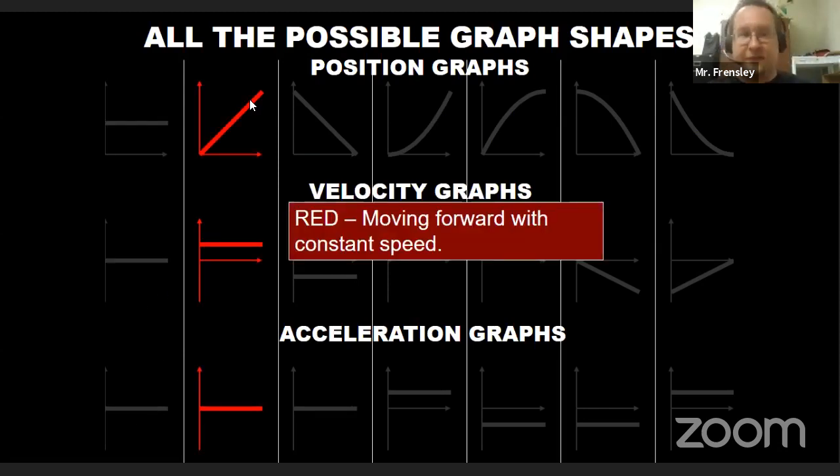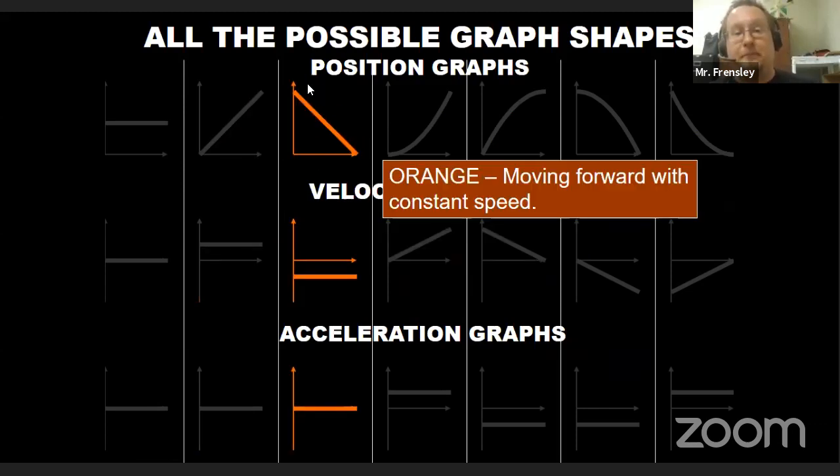This red, that's a constant forward velocity. So constant positive velocity is a constant positive slope. Positive velocity is constant, no acceleration. Here's your moving backwards with constant speed. So that box is not correct. That orange box needs to be edited. Sorry, I'm not perfect. I'm throwing these together at the last minute, like all your teachers are throwing together their stuff at the last minute. So this is a constant backwards velocity. So negative velocity, zero acceleration.